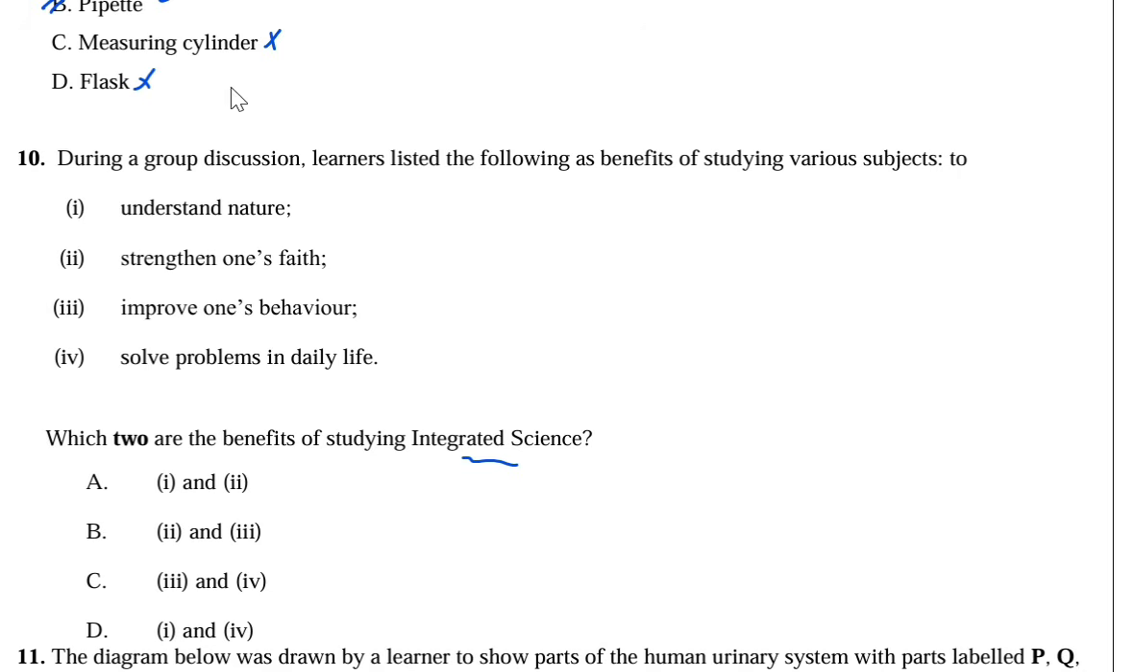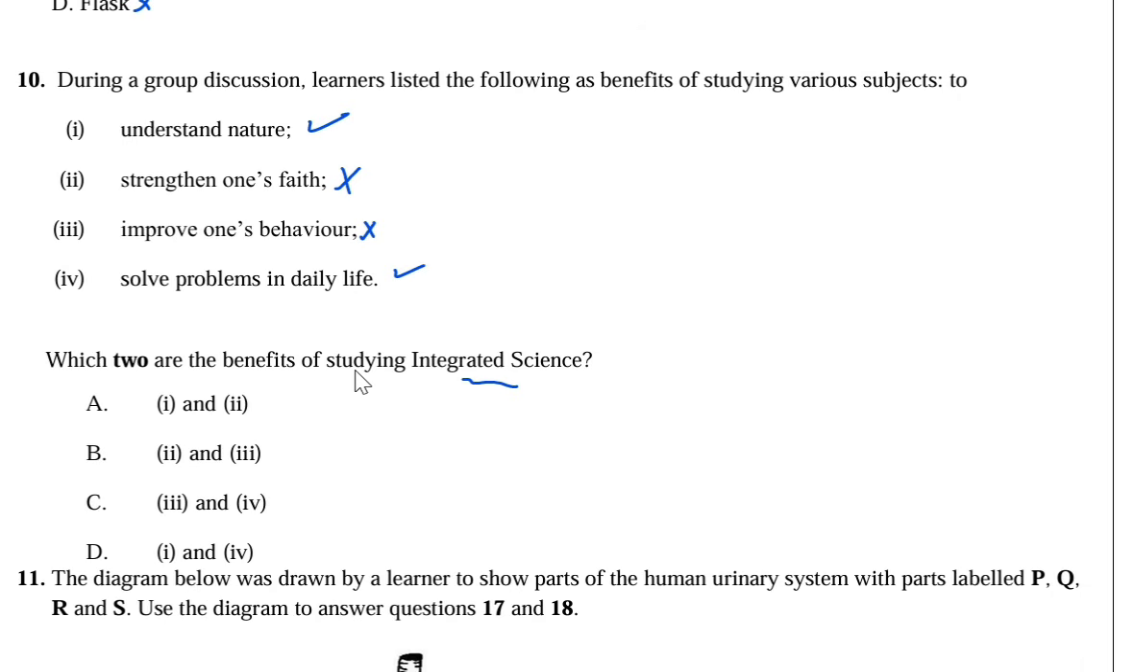So to strengthen one's faith, this one is not in integrated science. This one is related to subjects like CRE, that is religious education. Also to improve one's behavior is not a direct benefit of studying integrated science. And therefore, the benefit is to understand nature. That is, science helps learners explain natural phenomena like environment, living things, matter, energy, and etc. And also to solve problems in daily life like pollution and other factors. And therefore, the benefit is Roman 1 and Roman 4. Looking at the options, the correct answer is D, Roman 1 and Roman 4.